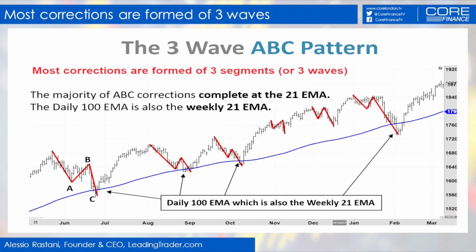According to something called Elliott wave theory, and for folks who are not familiar with it, you can go to my own website, leadingtrader.com/Elliot. I've got a video there you can watch if you don't know much about it. But here's the thing. According to Elliott wave theory, most corrections are formed of three segments. If you see a move up in a market, usually you see a correction, and this correction is usually formed of three waves or three segments. And I've got an example here.